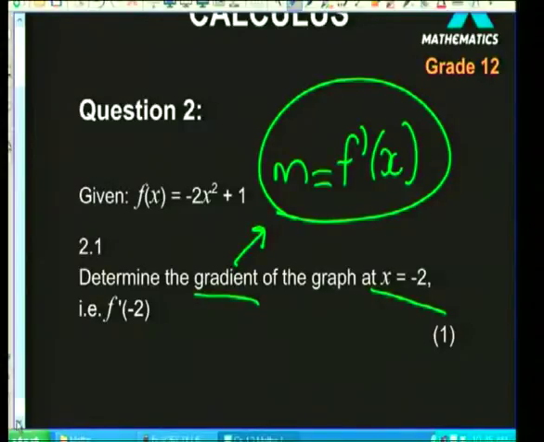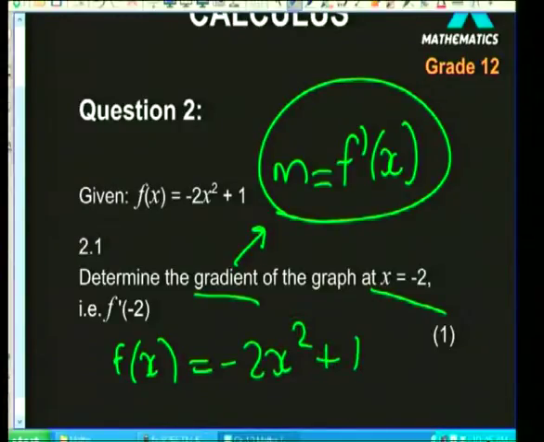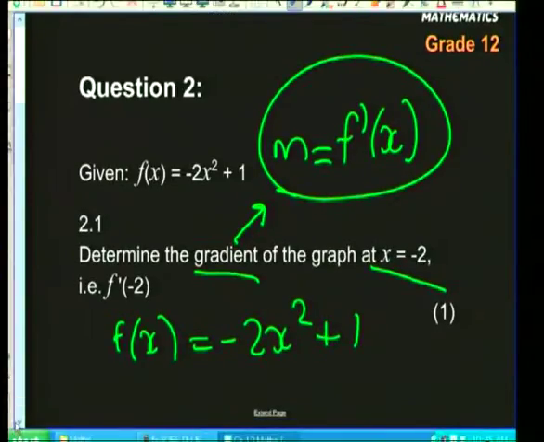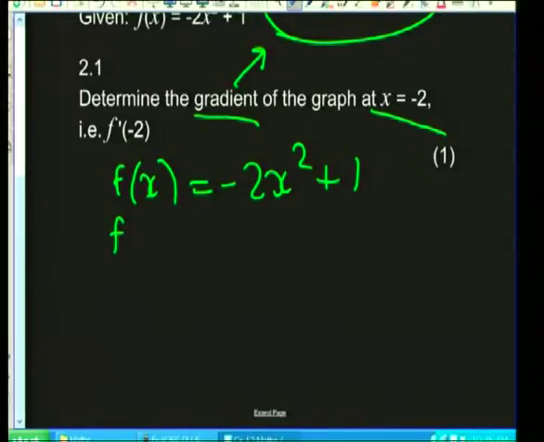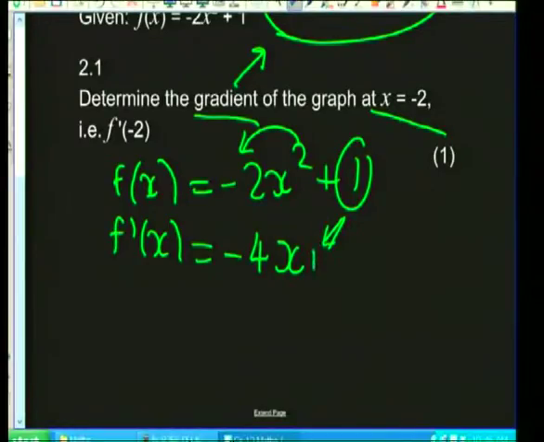So now, let's first find the gradient. That's our first step. So we find the derivative using the rules. 2 multiplied by negative 2 is minus 4x. And then remember rule 3 says that the derivative of a constant is 0. So this would then be 0.